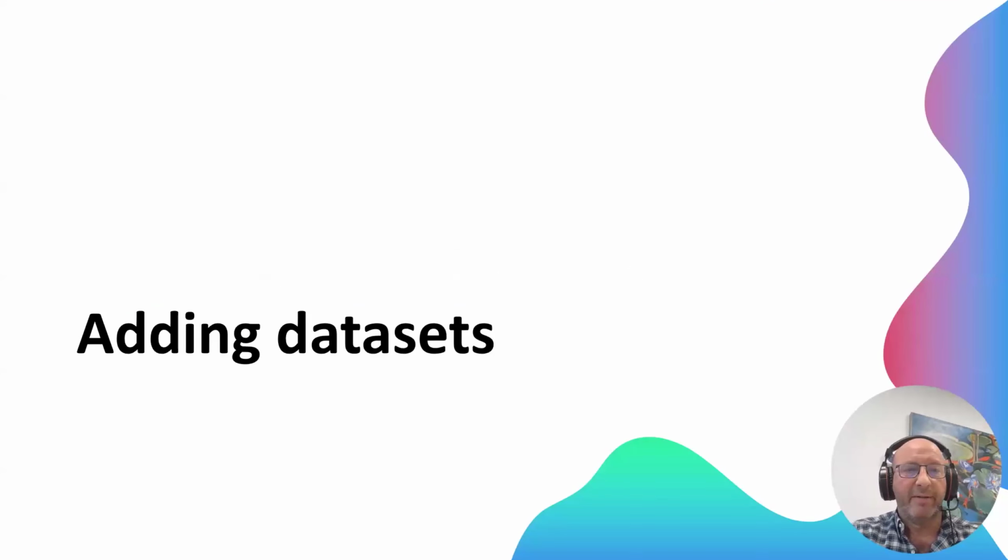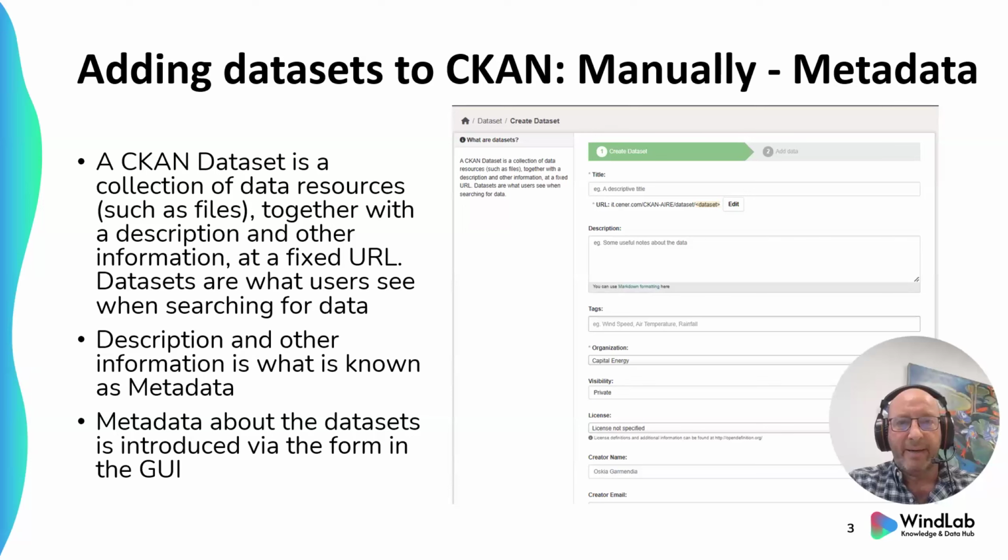So let's start adding data sets. We have a couple of ways of adding data sets. One of them is the manual one. We need to understand the data set as a kind of object that CKAN is using. It is usually composed of a file, a description, and more information. All together they compose the object that CKAN calls a data set.